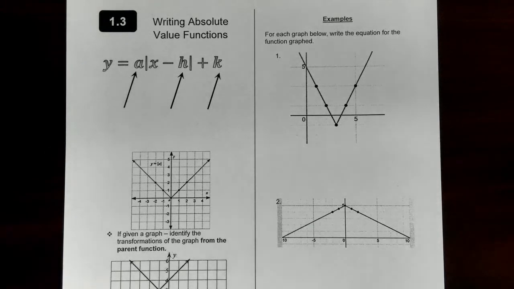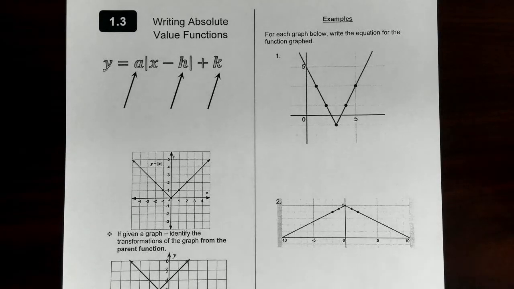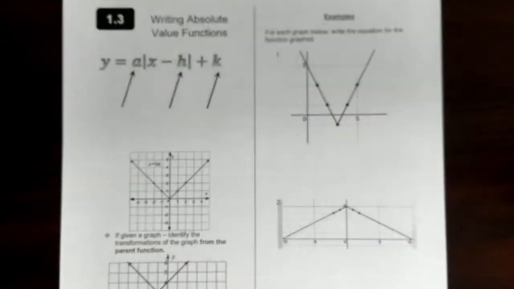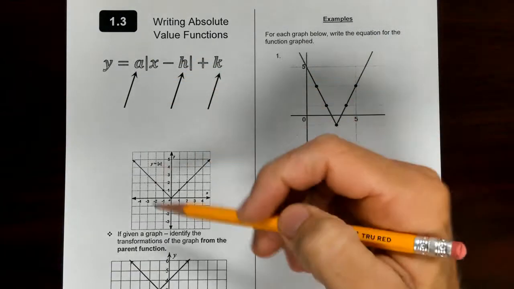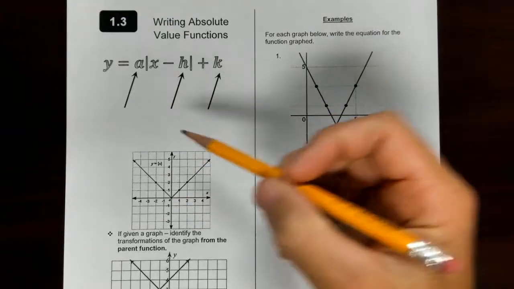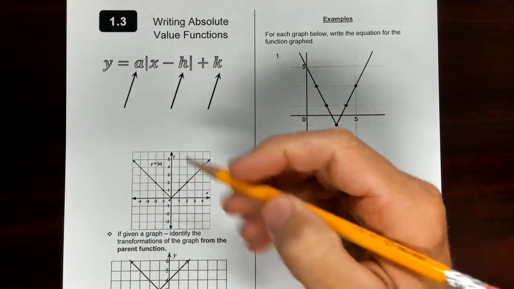Alright guys, we're going to talk about how to write our absolute value functions given the graph today. Our transformations are still here, but now we're given the graph and we're working backwards to write our absolute value function, whereas prior to this we were given our equation and asked to graph. Okay, so here is my parent function, my parent graph.